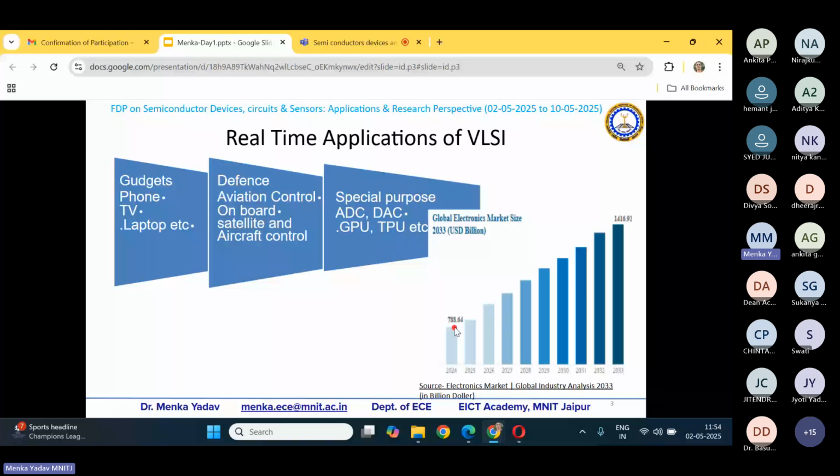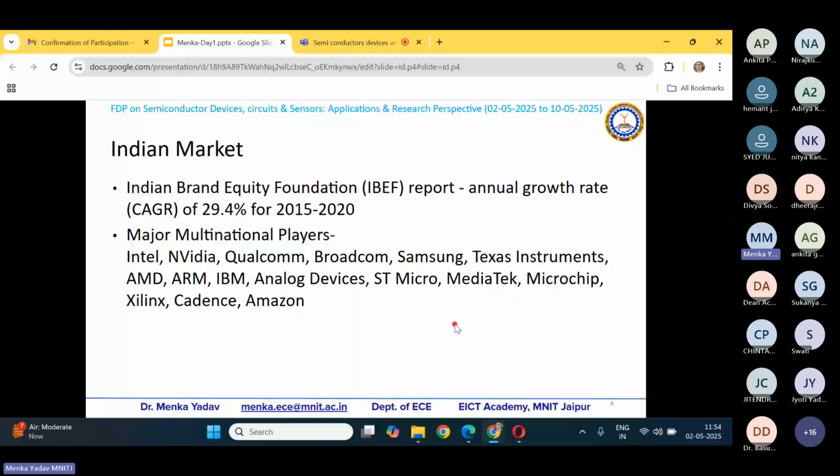If we take into consideration the Indian market perspective, there is a foundation named Indian Brand Equity Foundation. In the report which was shared, the CAGR data for 2015 to 2020 showed 29.4% growth, and nowadays it's been exponentially increasing over the last 5 years. In Corona, we might have seen an exponential boost in the laptops and smartphones market.